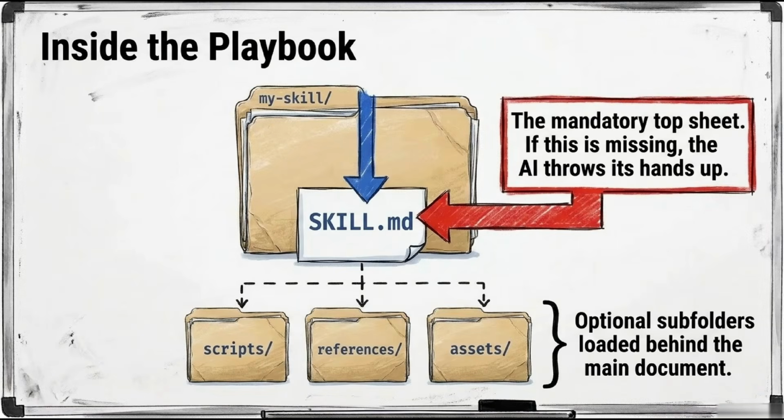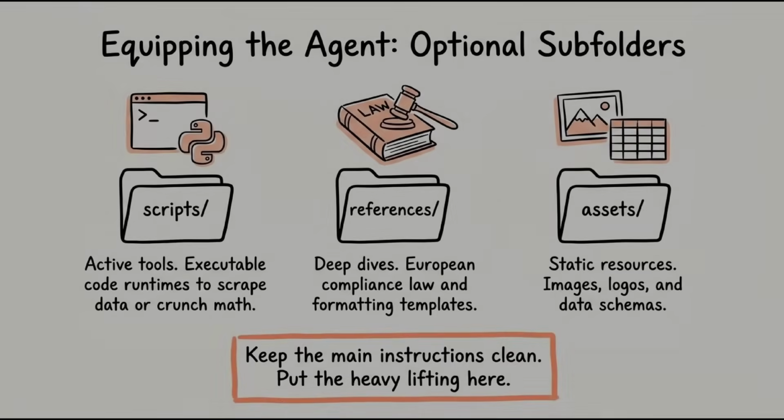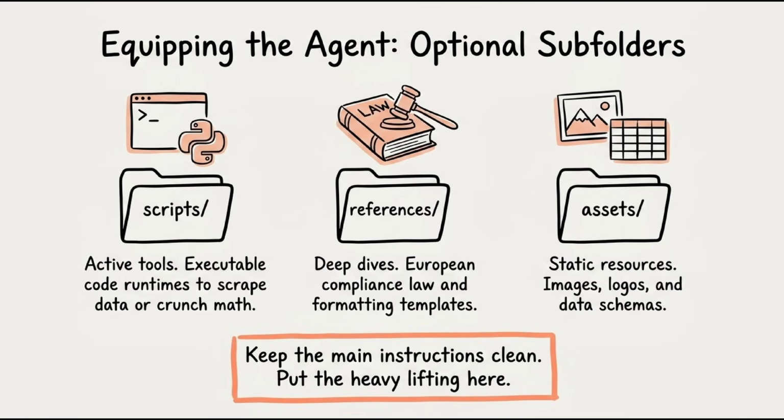But if that main file just contains text instructions, what happens when the AI actually needs to do something outside of just chatting? Like, if I want it to pull live data from a website or crunch numbers in a giant spreadsheet, where does it keep its actual tools? That is where the directory structure becomes so powerful. Behind that main skill.md document, you can include these specific optional subfolders to give the AI everything it needs. Okay, what kind of subfolders?